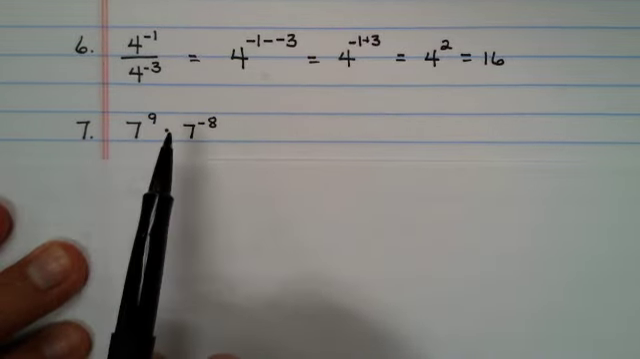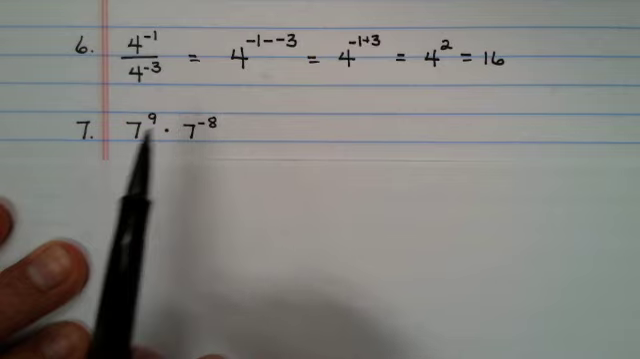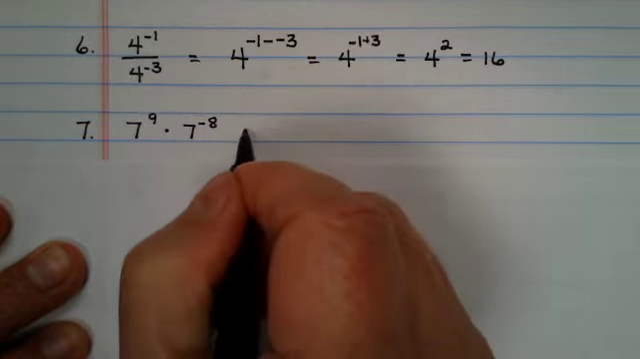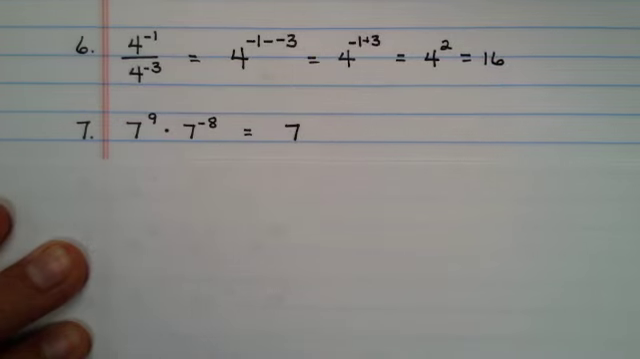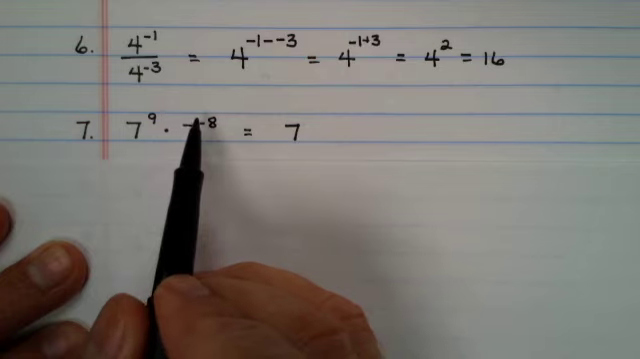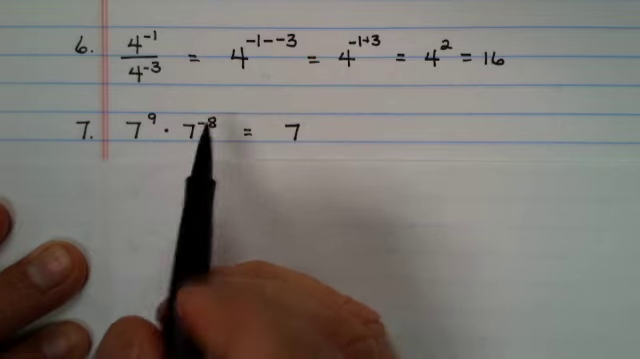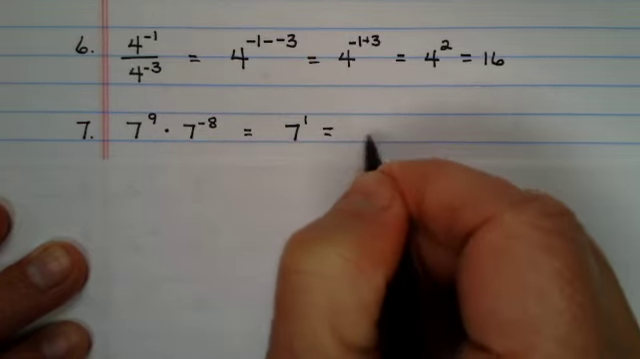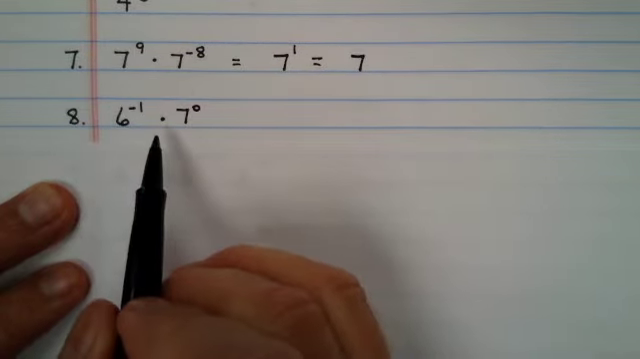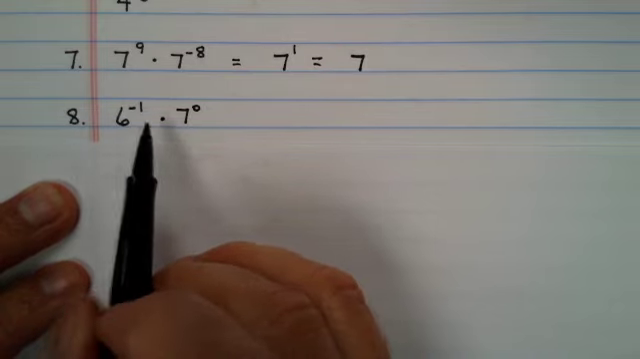I look and see if my bases are the same or my exponents are the same. My bases are the same. Since my bases are the same, I write my base down, and since I'm multiplying, I'm going to add these exponents. 9 minus 8 is 1. I don't write 1s as an exponent. This is simply 7.